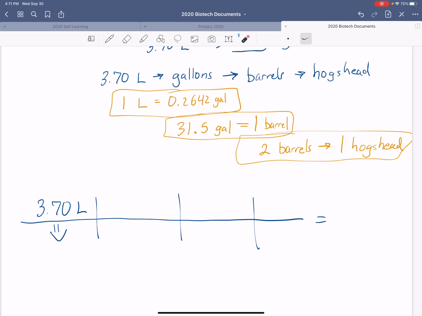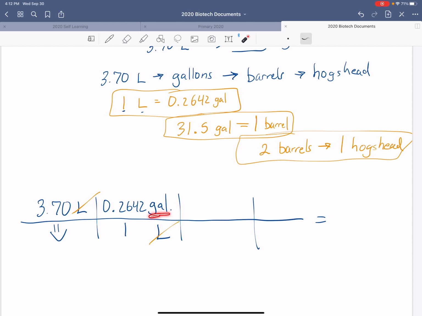Next thing I need to do is I need to make sure my liters cancel, so my liters need to go in the diagonal spot here. And my first conversion, if I look up here, is going to be liters to gallons. And that will help me cancel my liters now. And I can fill in this info. So there's 1 liter. So I'll put 1 next to liter. 0.2642 gallons. I'm going to cross out liters and liters. We're kind of in a point where this is a little bit new territory. We're going to continue here.